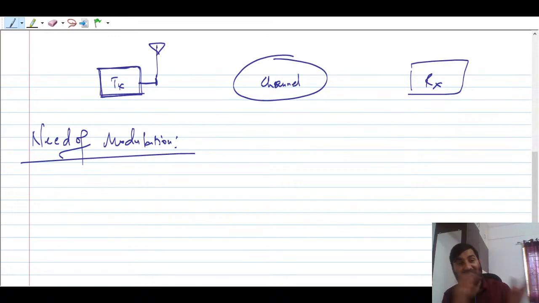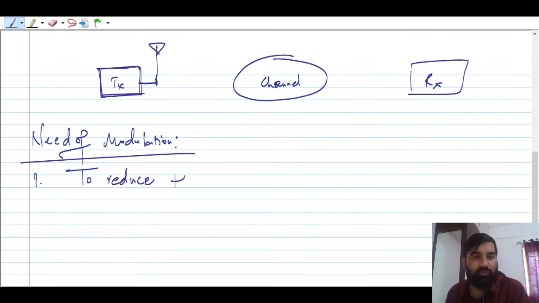And why are we translating that low frequency to high frequency? We increase the frequency so that the antenna height can be realized. Otherwise, physically it won't be possible to realize a high dimension antenna. So the number one point that I can list down is to reduce the size of the antenna.